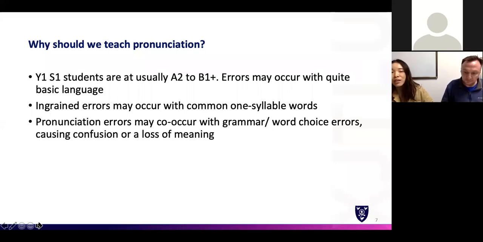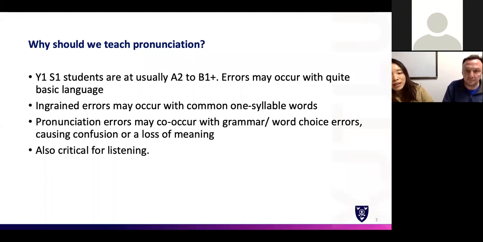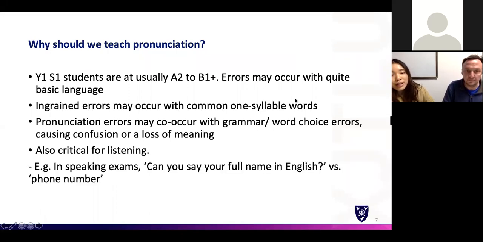So imagine if your students have pronunciation errors as well as grammar or word choice errors, it might be even more difficult for people to understand what they're trying to say. Yeah, and we also believe it is critical for listening, if you can understand pronunciation better, or if you can pronounce things better. So I'll give you an example.